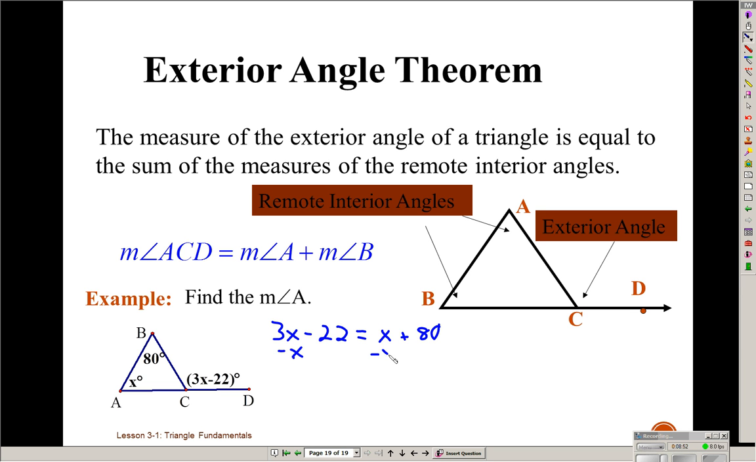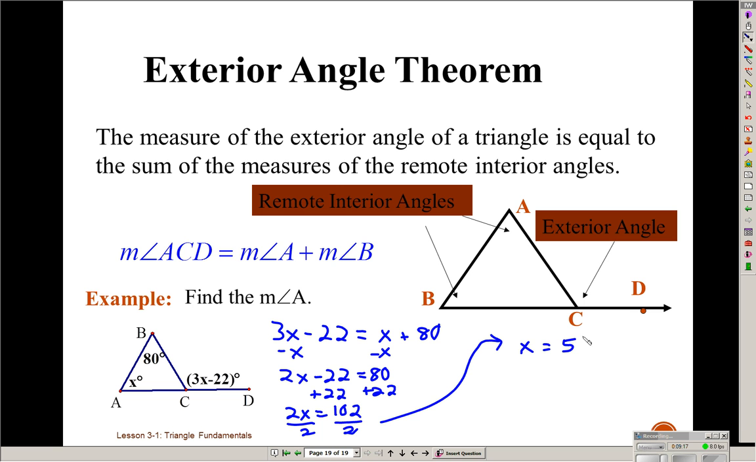Subtract x from each side. Add 22. Divide by 2. And x is 51. That's not the answer we want, though. We want the measure of angle A. So the measure of angle A, which is x, we'll substitute that in, and it's 51 degrees.